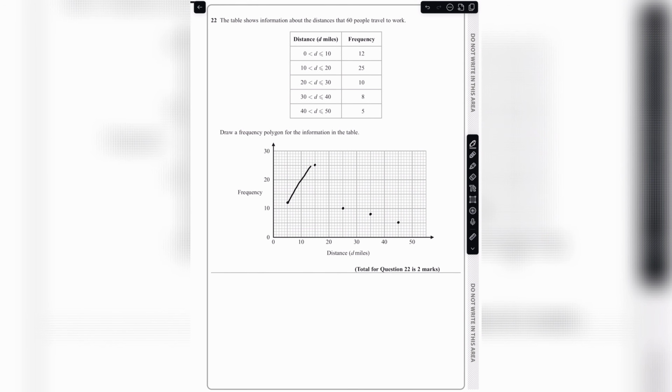So we'll join the first 2 points, the next 2 points, the next 2 points, and the final 2 points. And that is the final answer.